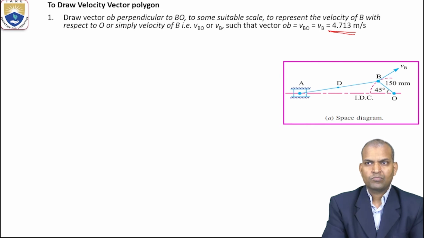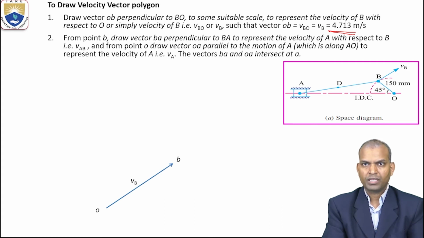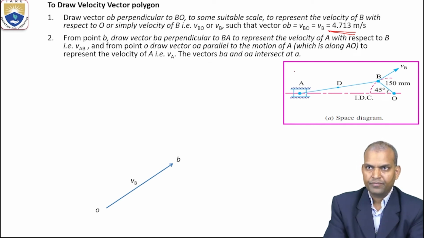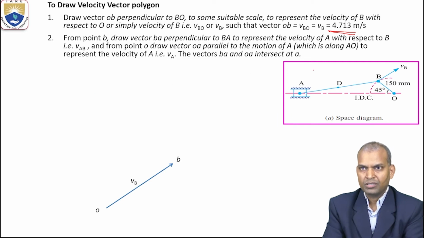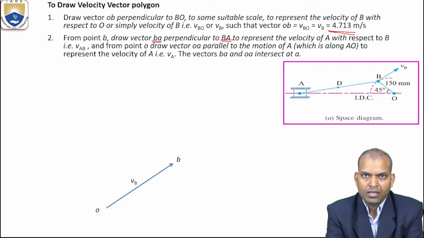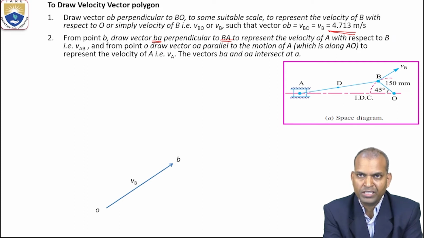Okay. Next step. That is the first step we have to draw. We have drawn the velocity of B with respect to O. Second step. What is the second step? From point B, draw vector BA perpendicular to... Small letters indicate the velocity diagram. Capital letters relate to the configuration diagram. From point B, draw vector BA perpendicular to capital letters BA, the configuration diagram link.